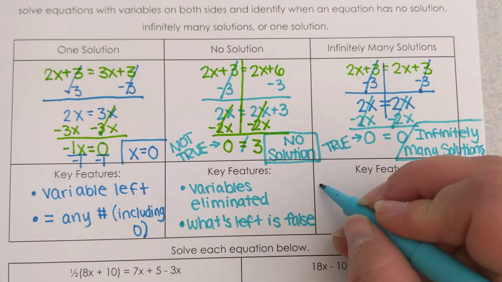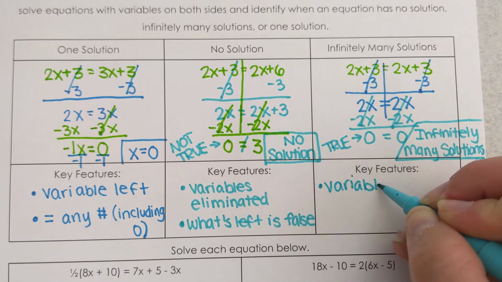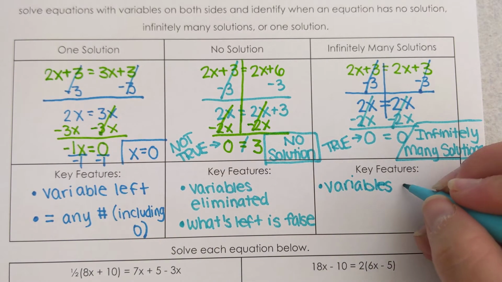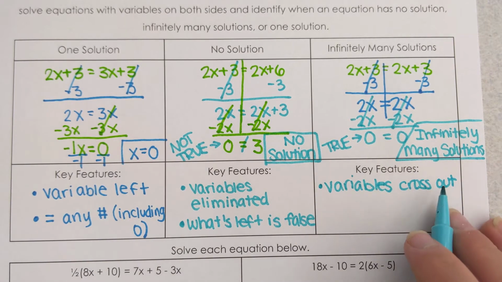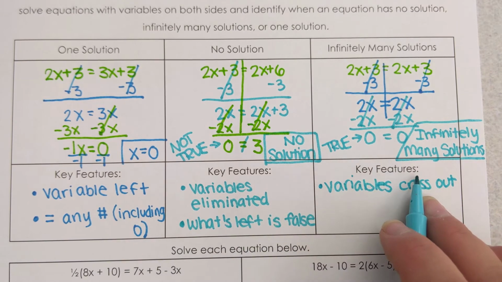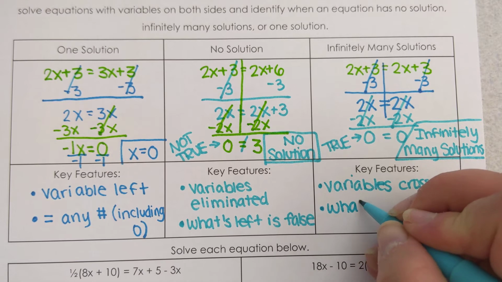What happens here is the variables cross out. Hey, cross out and eliminate are the same thing if you prefer saying that. And what's left is true.